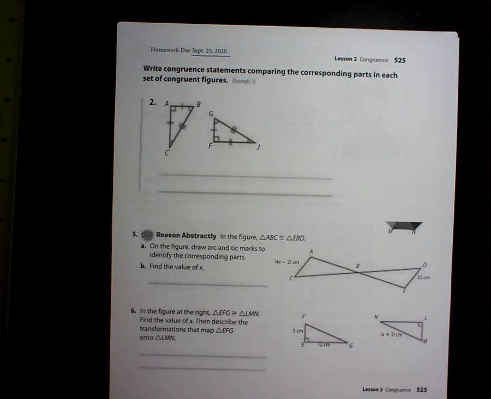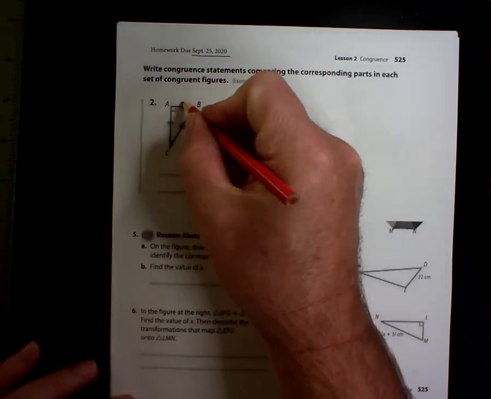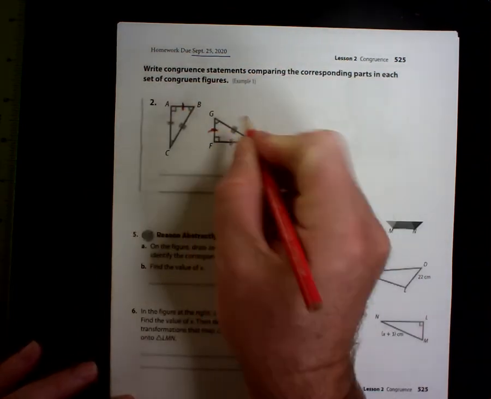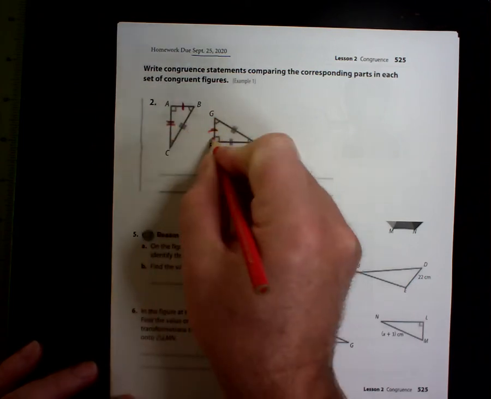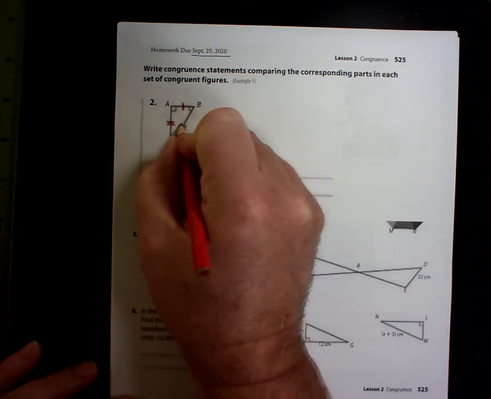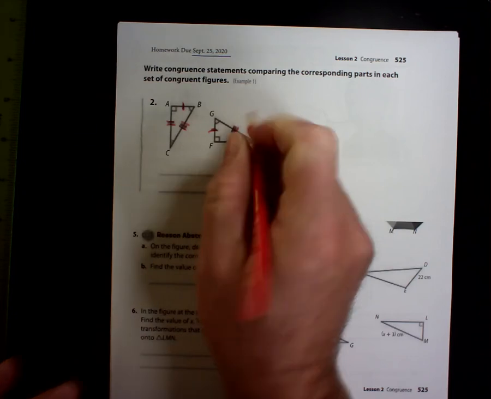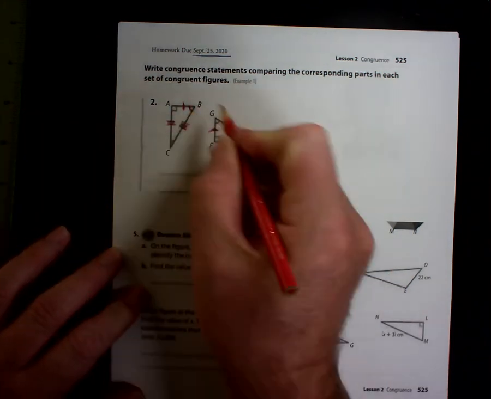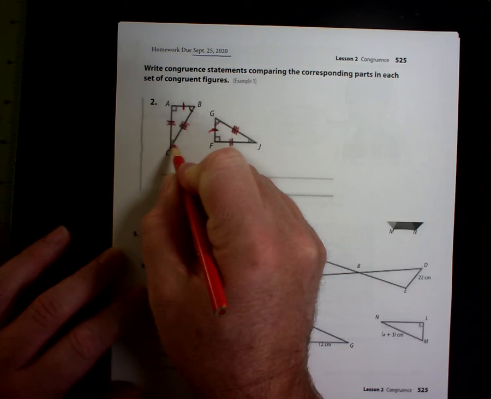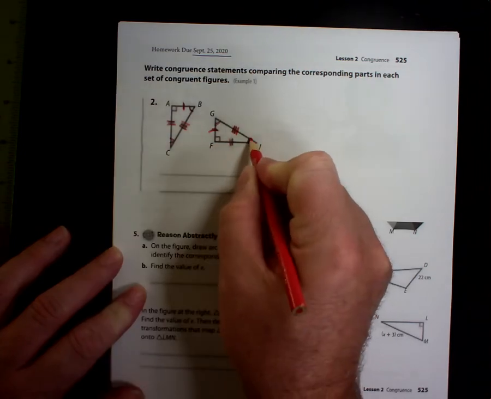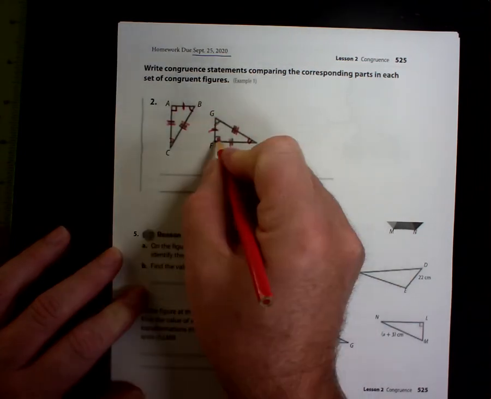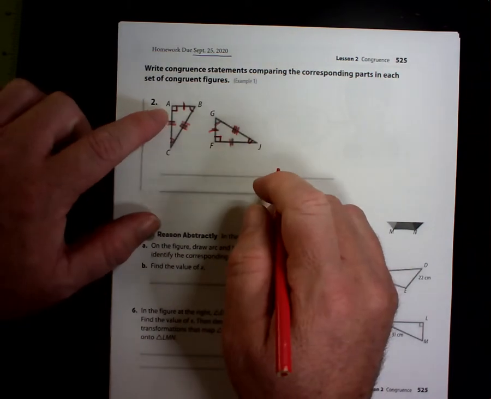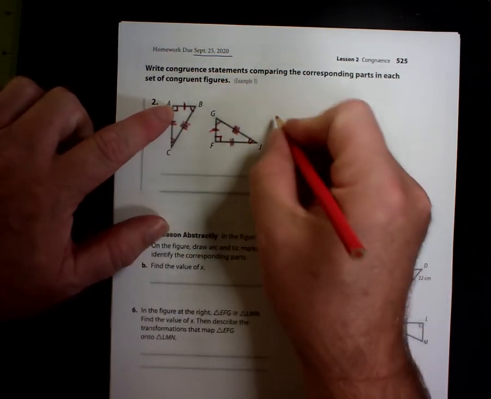Corresponding parts are marked on sides with a dash, two dashes, then three dashes, and each matches with the same number of dashes. Angles are marked with arcs: a single arc, a double arc, unless there's a 90-degree angle, which you mark with a square. So let's start. We have a congruence statement.